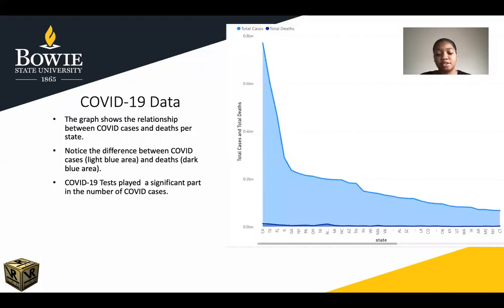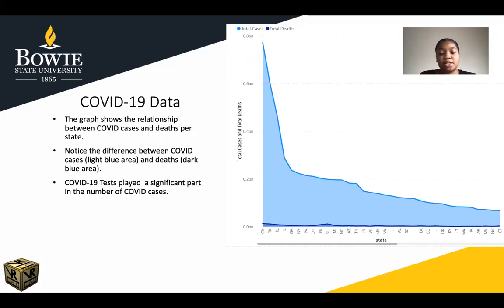This line graph shows the relationship between COVID cases and deaths per state. The graph was formatted to present the highest value data on the left, descending until the lowest value data on the right. So the states on the x-axis are not in alphabetical order.